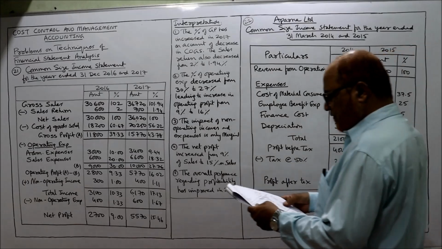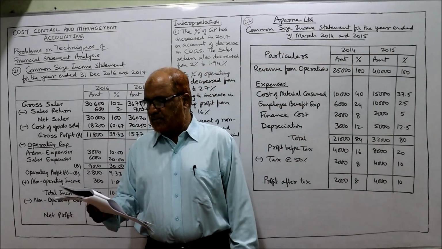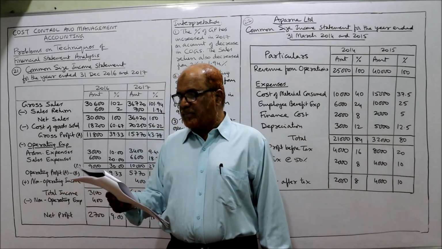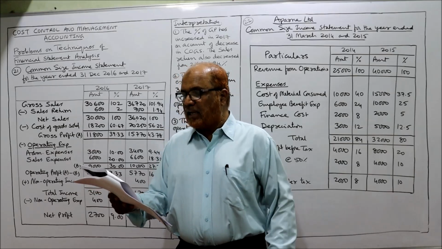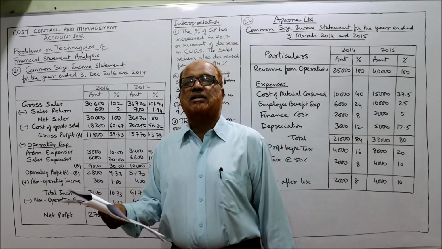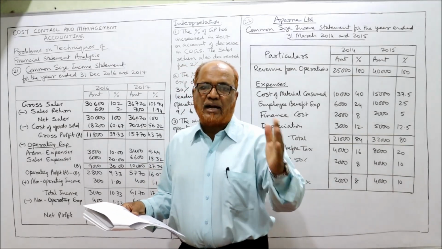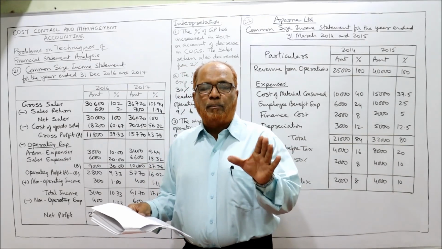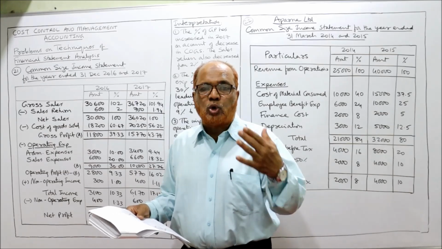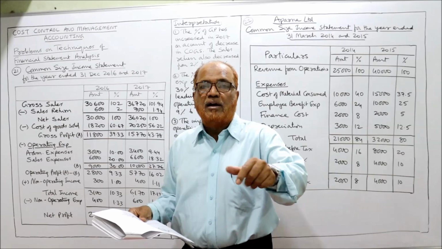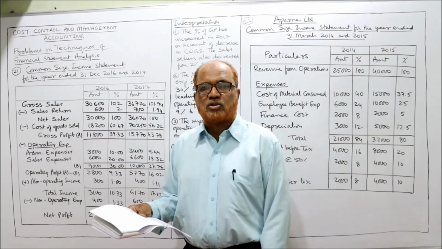Come on, see the 21st. Convert the following statement prepared by an analyst into a common size statement and interpret the changes in 2017 in the light of conditions in 2016. So we are given two years of data, 2016 and 2017. After making the common size statement, we have to give the interpretation. What are the changes that took place in 2017 compared to last year 2016? That is the interpretation you have to give.